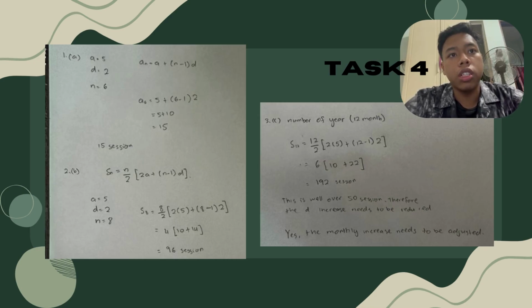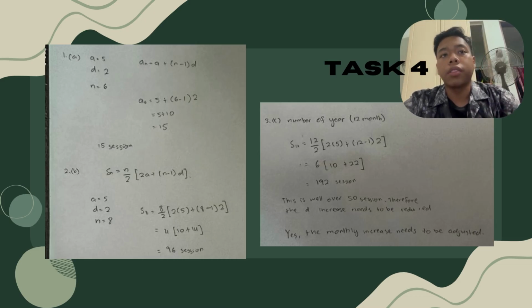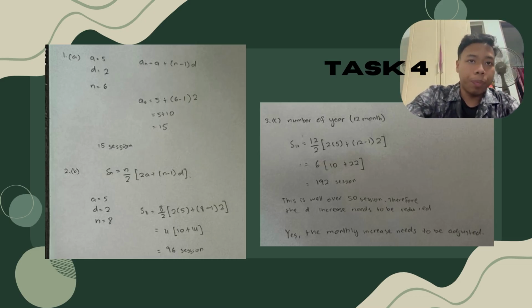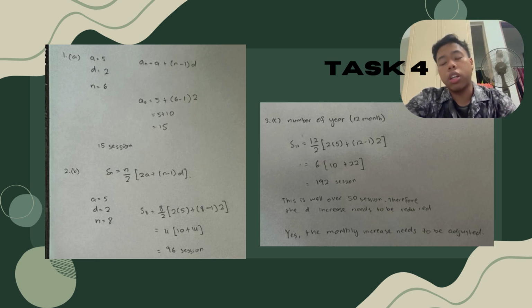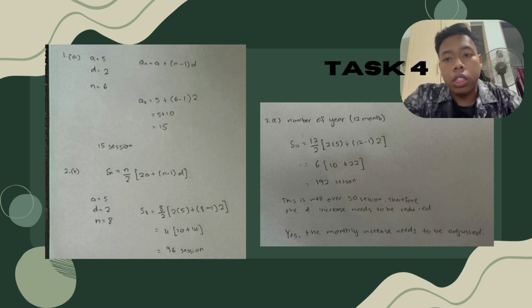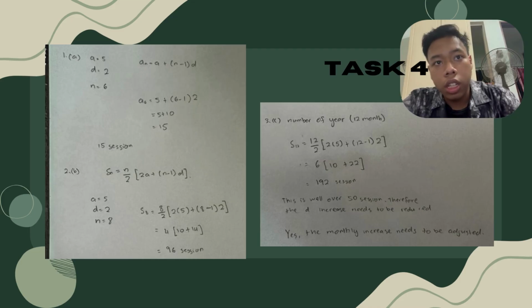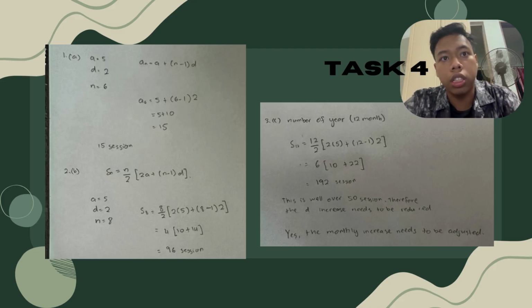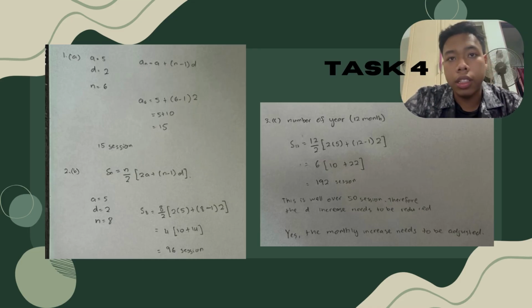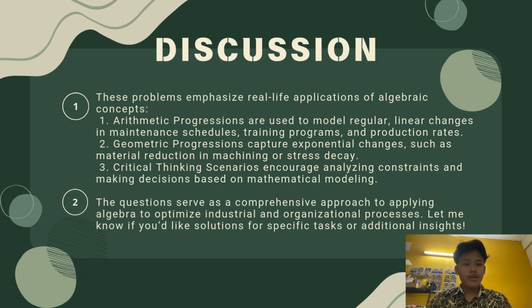So the equation is S12 equals 12 over 2 times (2 times 5 plus (12 minus 1) times 2). The total is 192 sessions. This is well over 15 sessions. Therefore, the d increase needs to be reduced. Yes, the monthly increase needs to be adjusted. Thank you. Okay, now we go to discussion.